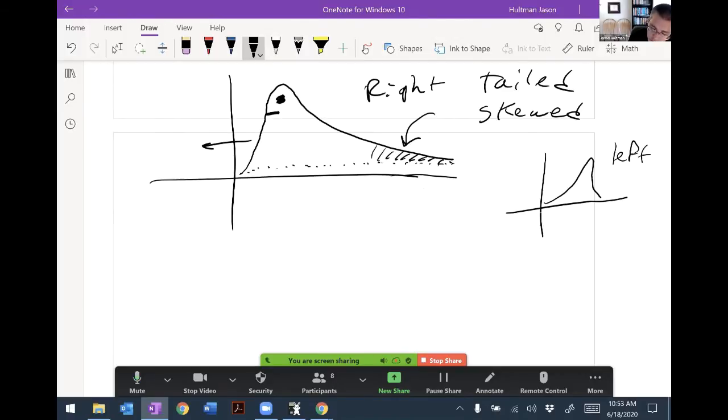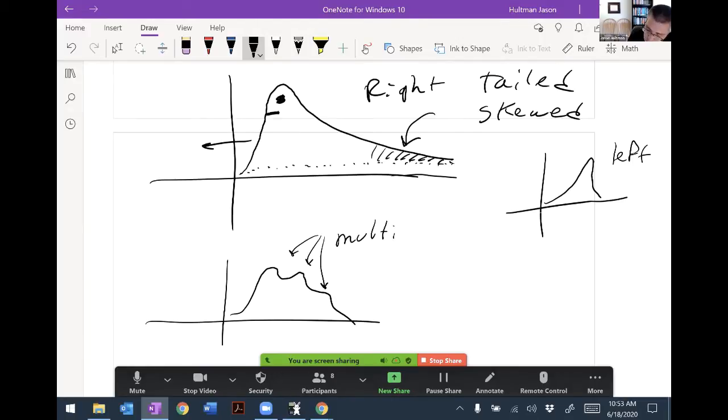What would be an example of non-unimodal? Well, how about something that looks like that? This is multimodal. Or if we got rid of this one, that mode there, we would say that this is bimodal data, or only two humps.